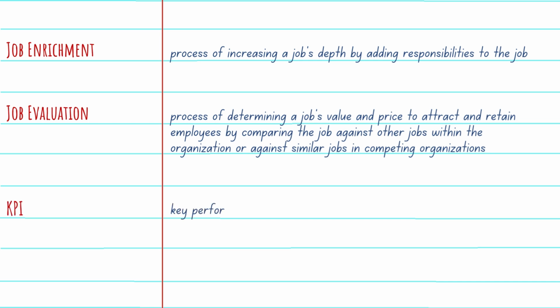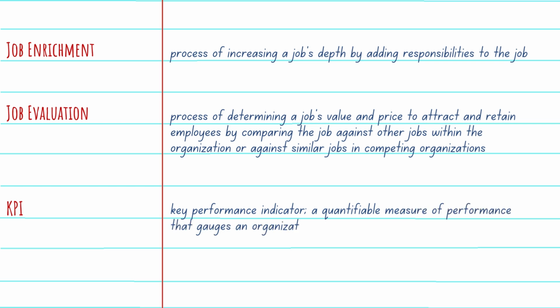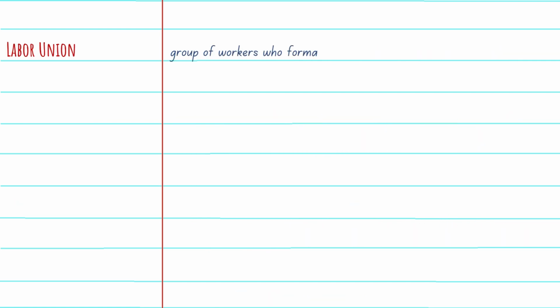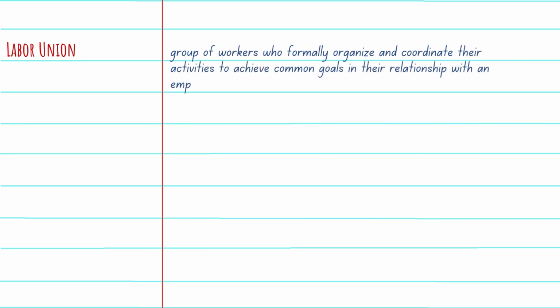KPI stands for Key Performance Indicator, and a KPI is a quantifiable measure of performance that gauges an organization's progress towards strategic objectives or other agreed-upon performance standards. KSAOs stands for knowledge, skills, abilities, and other characteristics. A labor union is a group of workers who formally organize and coordinate their activities to achieve common goals in their relationship with an employer or group of employers, such as a trade union.